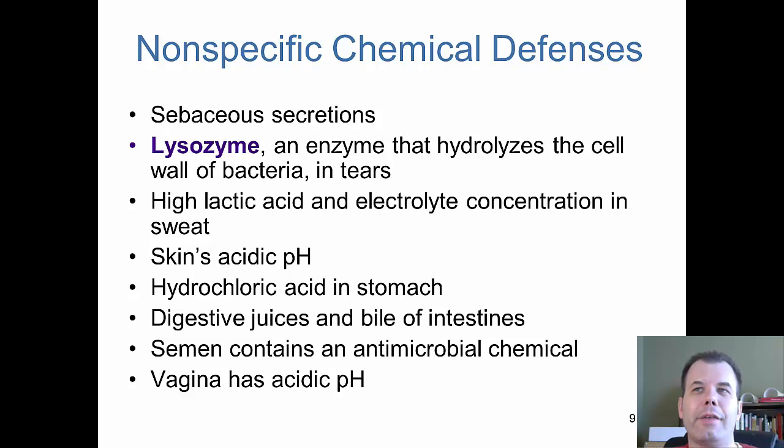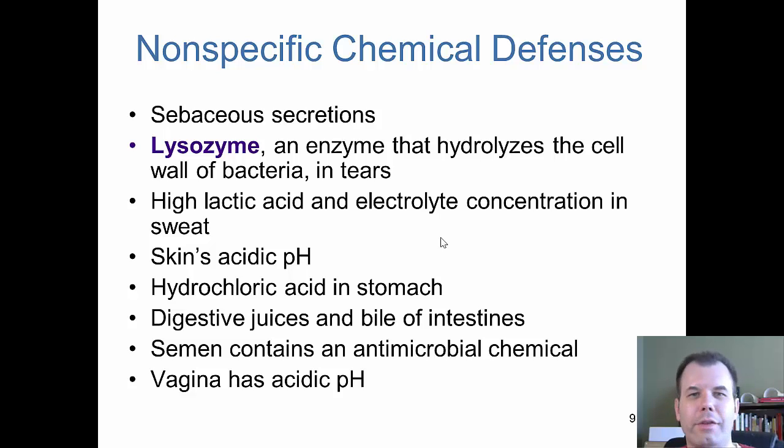The high lactic acid and electrolyte concentration in sweat. So sweat is good. It's antimicrobial because the high salt concentration kills a lot of the bacteria that gets on our skin. Again, the skin's acidic pH also plays a role. So only certain bacteria that can tolerate a high acid concentration can actually live on our skin.